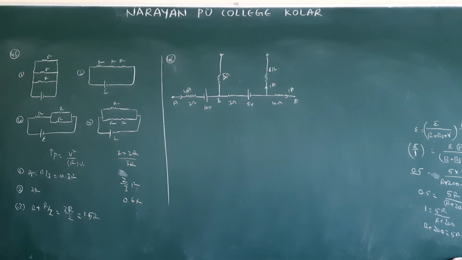Question number 46. Figure shows a part of a circuit. They have drawn the circuit diagram: 2 ohms, 4 amperes. Next, 10 volts battery, 5 ohms resistance, 3 ohms resistance, 5 volts, 4 ohms, 6 ohms, 1 ampere, 1 ampere. So they gave: power dissipated in 5 ohms is 5 watts, VA minus VC is 9 volts, VB minus VD is 15 volts. So which are correct?